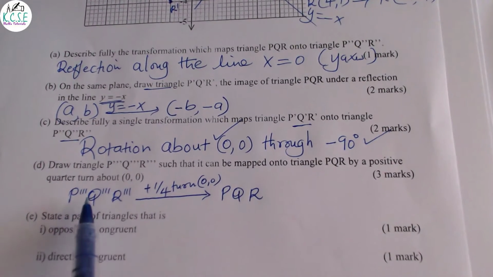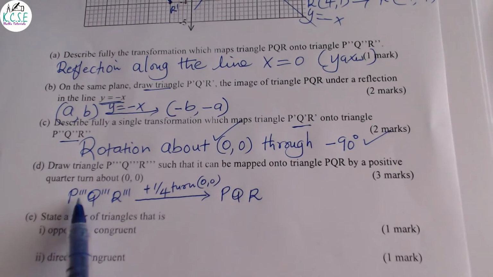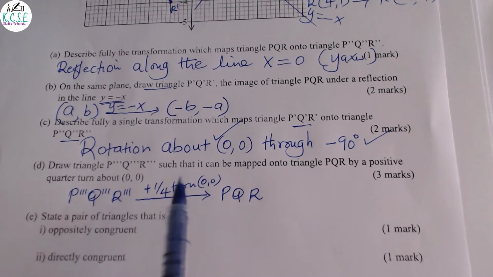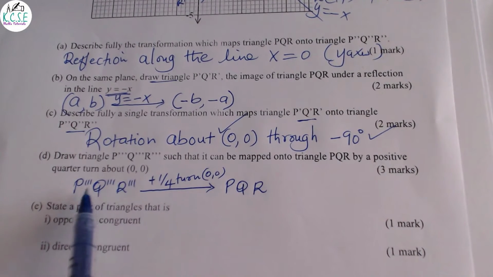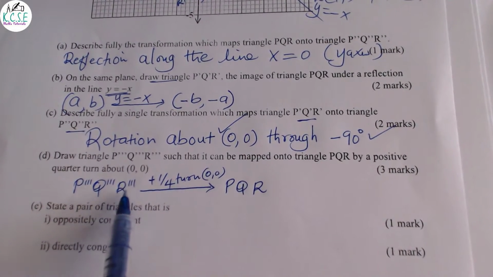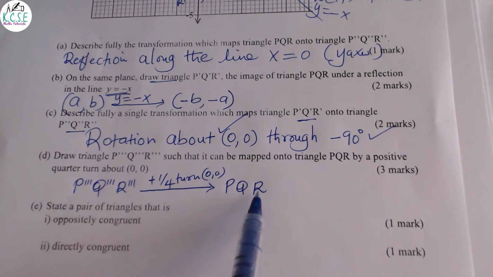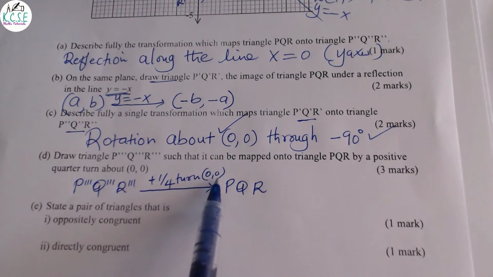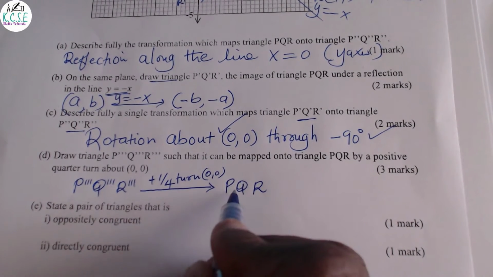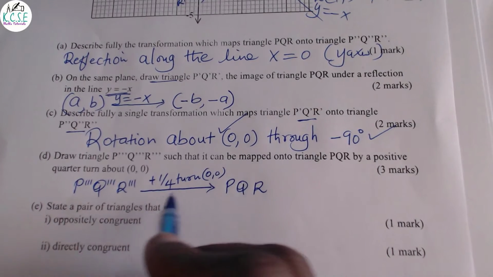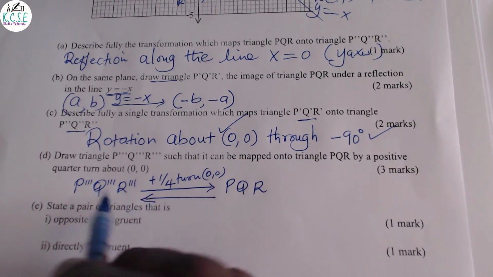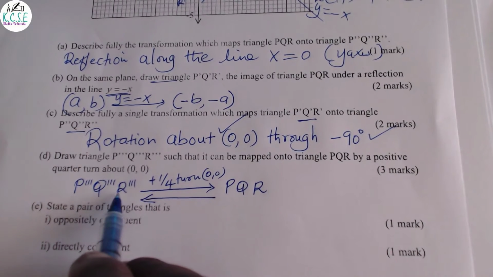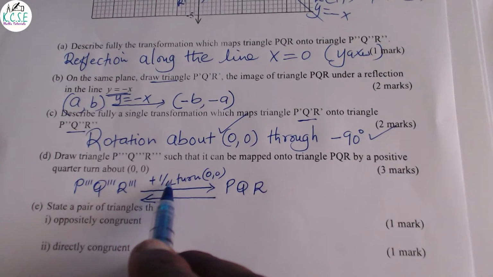How do you get these P triple prime, Q triple prime, R triple prime? This is what you're going to do. If P triple prime, Q triple prime, R triple prime is being mapped to PQR by a positive quarter turn about the origin, what about the reverse? The reverse means PQR will be mapped to P triple prime, Q triple prime, R triple prime by the reverse of this.